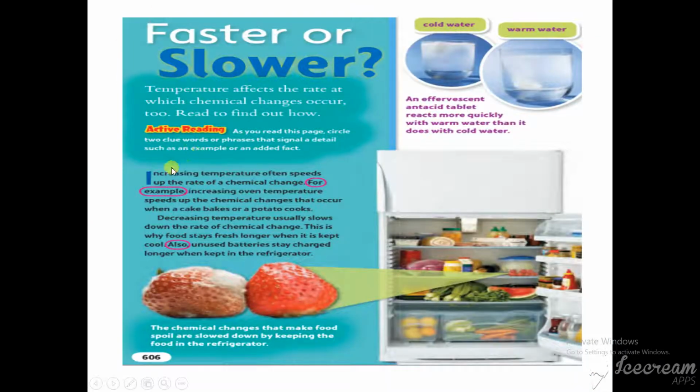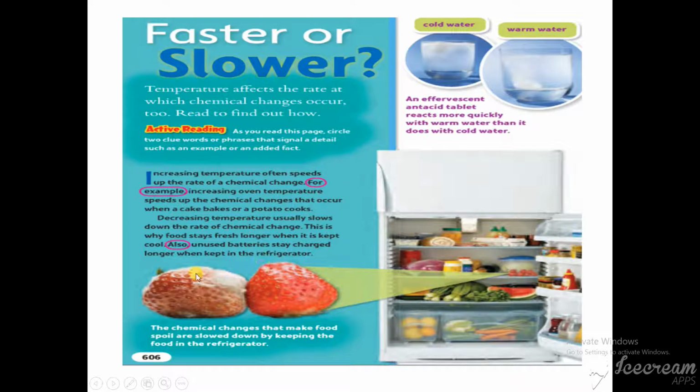As you read this way, circle two clue words or phrases that signal a detail as an example of an added fact. Okay, you'll just say "also," that means something is added here. Increasing temperature often speeds up the chemical reaction. Increasing oven temperature speeds up the chemical changes that occur when a cake bakes or a potato cooks. It will burn if you increase more and more. Decreasing the temperature usually slows down the rate of chemical reaction.